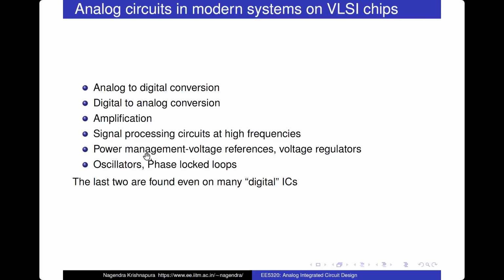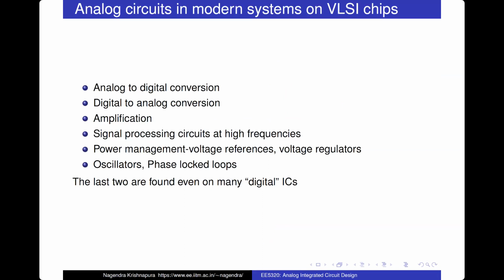In fact, one of our colleagues is a power management specialist. There is a power management IC course in another semester. And then you have oscillators and phase lock loops. You know how digital circuits work? You have sequential state machines, and how does it go from state to state? It does it at the edges of some periodic clock. Now, to generate that clock, you need clocking circuitry, which involves oscillators and phase lock loops.